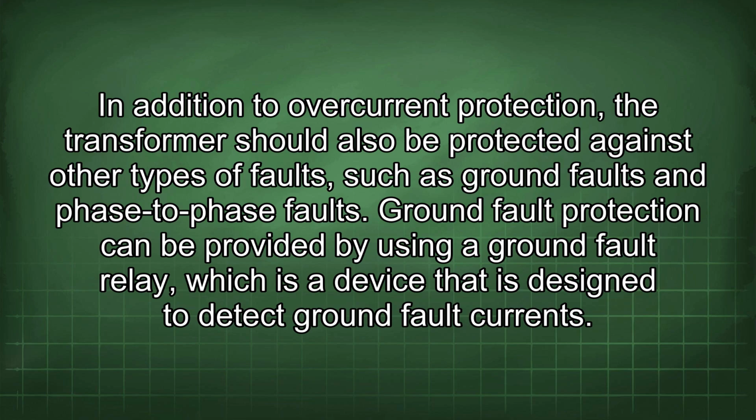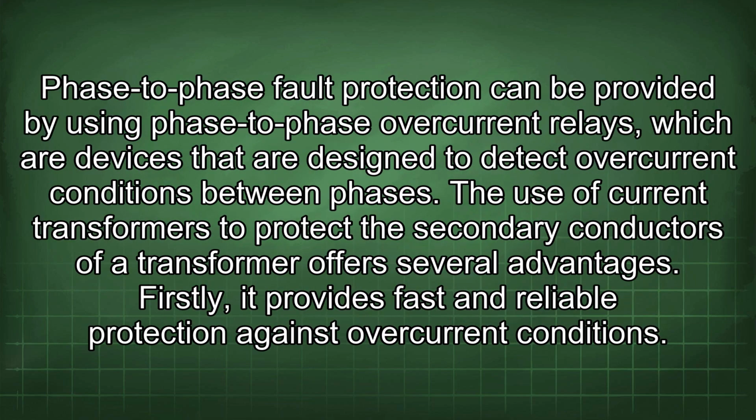In addition to overcurrent protection, the transformer should also be protected against other types of faults, such as ground faults and phase-to-phase faults. Ground fault protection can be provided by using a ground fault relay, which is a device that is designed to detect ground fault currents. Phase-to-phase fault protection can be provided by using phase-to-phase overcurrent relays, which are devices that are designed to detect overcurrent conditions between phases.